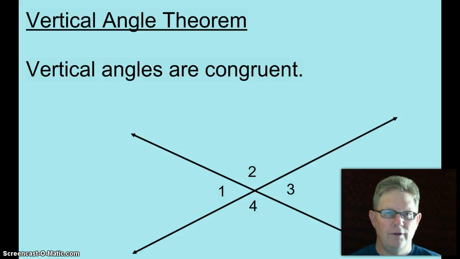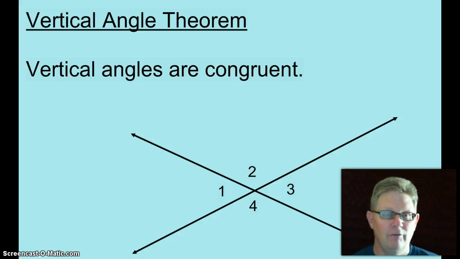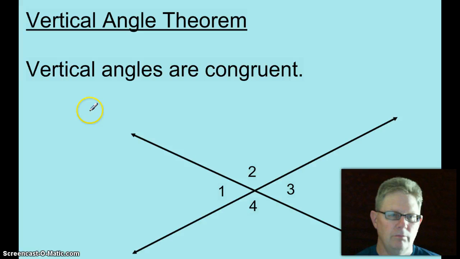The vertical angle theorem says vertical angles are congruent. And yes, I know we've already talked about it and we've already used it. Yeah, even on the chapter 1 test, I realize that. But now we're actually saying it formally. We've never actually come out and said, hey, this is a theorem. And the proof would go something like this. I'm not going to draw all the pictures, but I'll just go through the steps really quick with you.